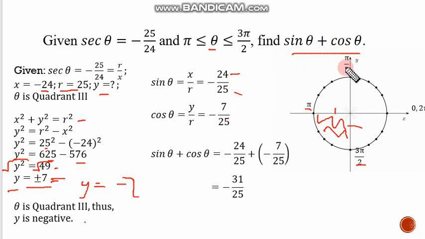So, we will find sine theta plus cosine theta. So sine theta is negative 7 over 25 plus cosine theta, which is negative 24 over 25. So negative 7 minus 24 is negative 31 over the denominator 25. So this is the answer, negative 31 over 25.